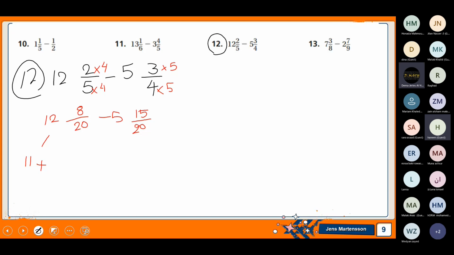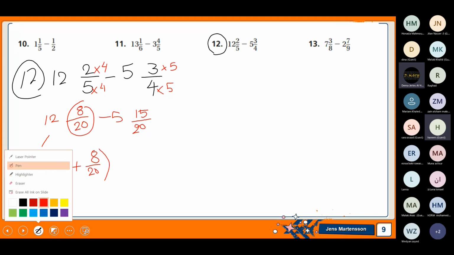11 plus what? Haneen? Yes. 11 plus what? 12. What is the number that you added to 11 to get 12? 1, miss. 1. And put this one down. The 8 over 20.